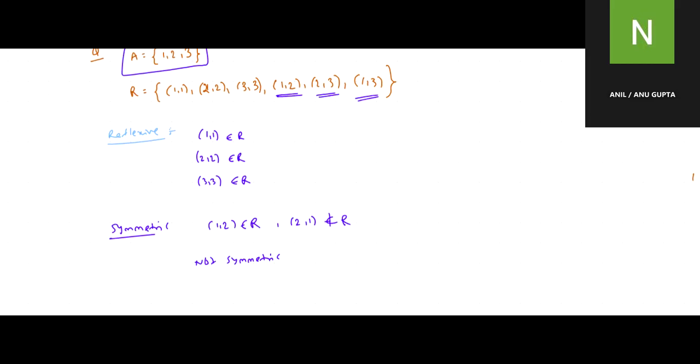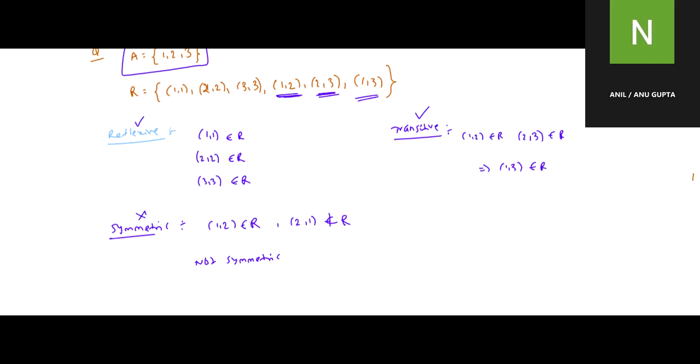ठीक है. नेक्स्ट ट्रांसिटिव. ट्रांसिटिव है, because (1,2) is there, (2,3) is there, and (1,3) is also there. Basically (1,2) belongs to R and (2,3) belongs to R, (1,3) also belongs to R, therefore it is transitive. Reflexive है, सिमेट्रिक नहीं है, ट्रांसिटिव है. गॉट इट.